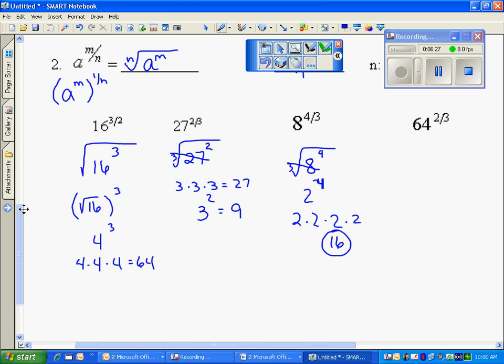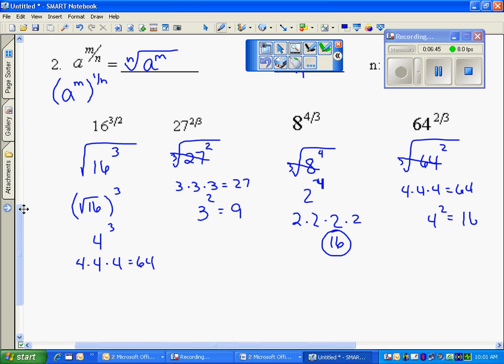64 to the 2/3 wants me to square it. Again, I don't know what the square of that is, but I do know the cube root of 64 is 4. 4 times 4, 3 times is 64. So the cube root of 64 is 4. I'm left to still square that, and I get 16.